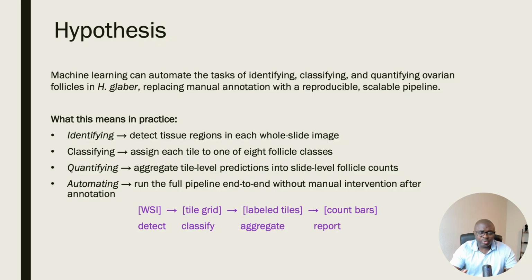Then we move on to quantifying. This is an aggregate step where we turn those thousands of tile level labels back into a meaningful count for the entire slide. Lastly, we go to automating. This is the final step. The goal here is an end-to-end process where after the initial training, the pipeline runs without any manual intervention.